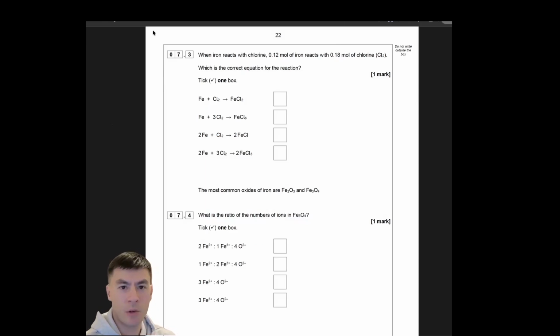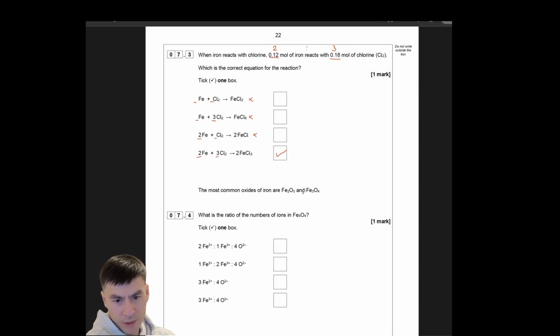When iron reacts with chlorine, 0.12 moles of iron react with 0.18 moles of chlorine gas. Which is the correct equation for the reaction? 睇下我哋個 ratio of iron and chlorine，好明顯呢個係一個 2 to 3 ratio，係咪？咁你睇翻個 ratio 咁就得啦。呢度係1 to 1，nope。1 to 3，nope。2 to 1 ratio 唔係啦。2 to 3 ratio，yes，個 formula 都係啱嘅。This one.